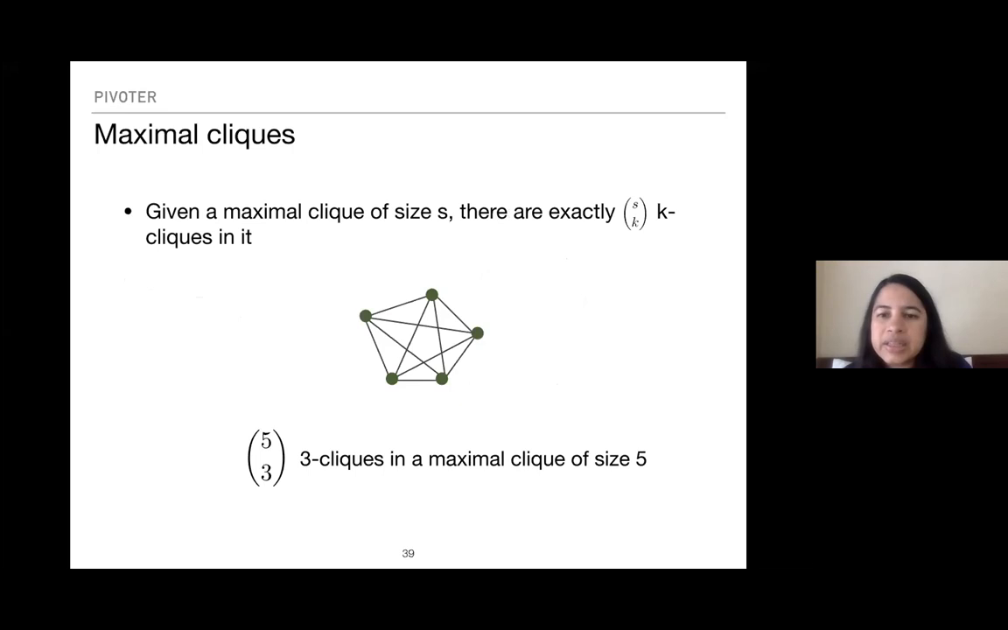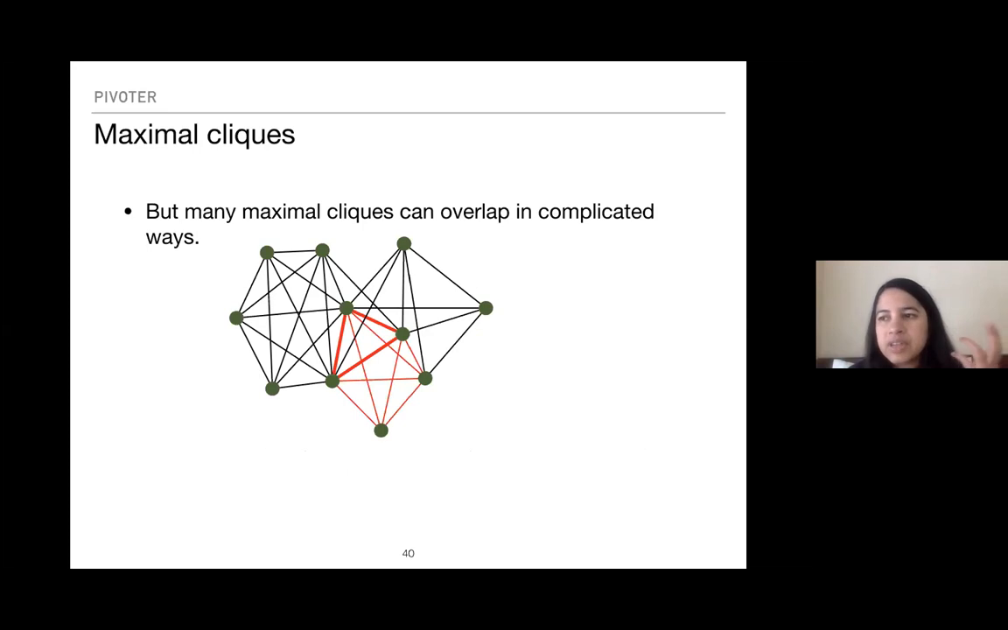So one might think that given a maximal clique, say of size S, if I want to count the number of k-cliques in it, there are exactly S choose k cliques in it. So if I have an efficient way of getting all maximal cliques in the given graph, don't I then have an efficient way of getting all k-cliques by simply using this formula on every maximal clique? The problem is, if the graph consists of disjoint maximal cliques, then we're good.